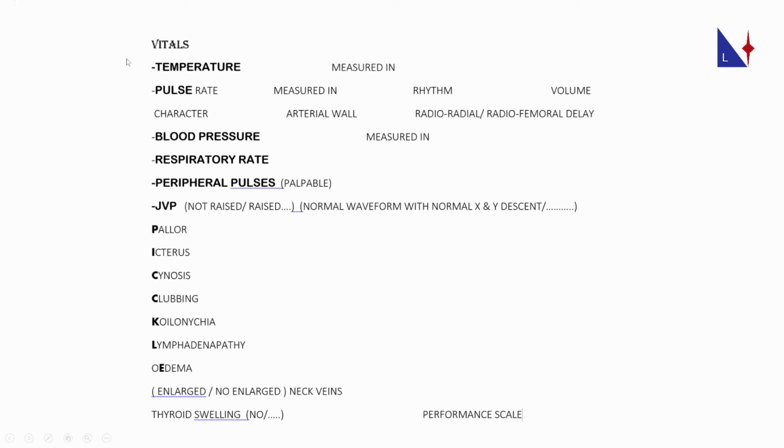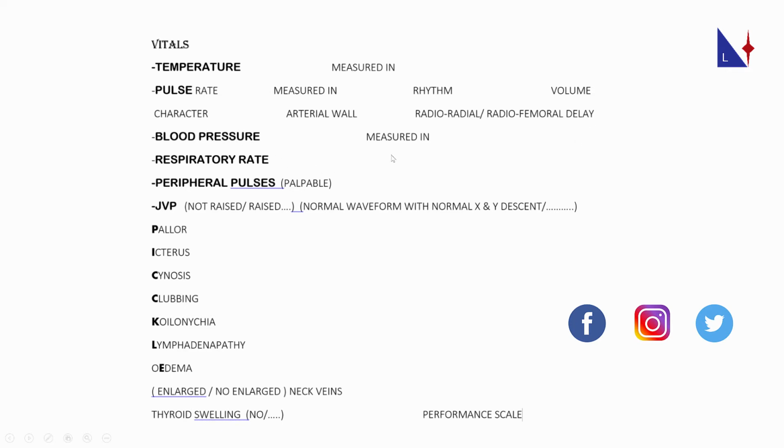Then we have to mention the vitals of the patient, their temperature in Fahrenheit, and we have to specify where we have measured the temperature. Have we measured it in the oral cavity, in the axilla or in the rectum? Then we have to tell about the pulse, the rate of the pulse, and where we have measured the pulse, and the rhythm of the pulse. Is it regular or is it irregular? And if it is irregular, then we have to tell about the irregularity. Is it regularly irregular or irregularly irregular? Then the volume, the character of the pulse, and the condition of the arterial wall where we have measured the pulse, and is there any radioradial or radiofemoral delay?